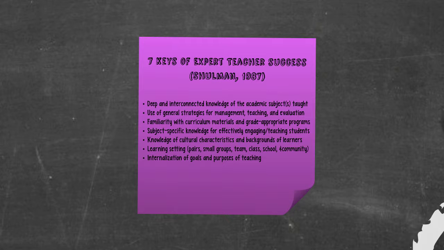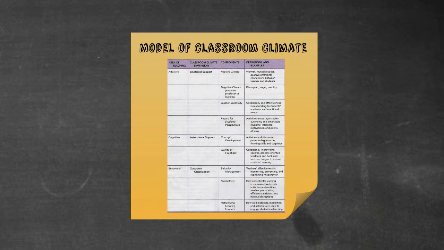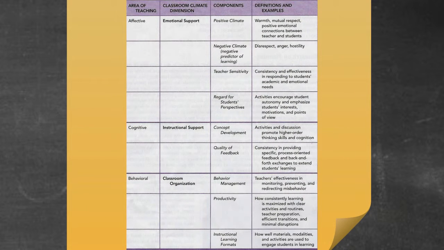Beyond the individual educator lies the classroom climate. Research by Robert Pianta and colleagues developed a three-dimensional climate model. These dimensions: affective, cognitive, and behavioral. The affective dimension of Pianta's model is defined by teacher emotional support. These are mainly characteristics that are harder to pinpoint, such as warmth, sensitivity, and respect.